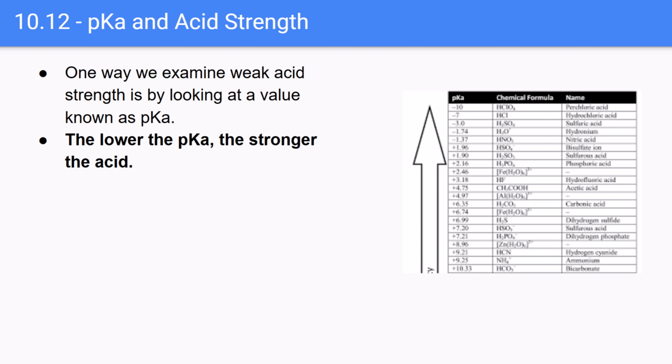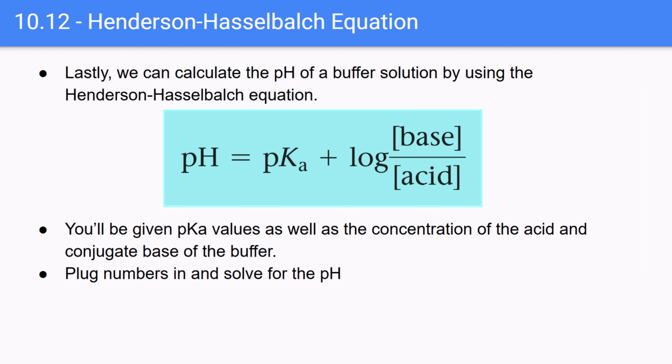Another way that we can look at relative strengths of acids is by looking at what's called the pKa. We won't spend a lot of time talking about pKa. It's the negative log of a Ka value. K is an equilibrium constant for an acid. You don't have to worry about it much. Just the lower the pKa, the stronger the acid. Very similar to how you think of pH. The lower the pH, the stronger the acid. The lower the pKa, the stronger the acid as well.